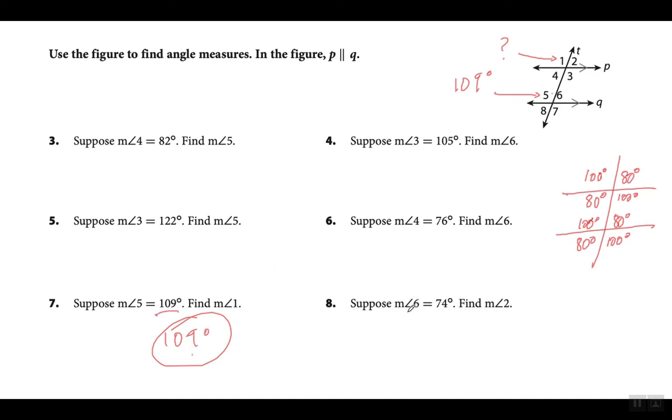Alright, now this one is going to be like what I just said, probably. Alright, suppose the measure of angle 6 is 74 degrees. Okay, if angle 6 is 74 degrees, find the measure of angle 2. Those are corresponding angles, so they have to be the same measure. Angle 6 with angle 2.